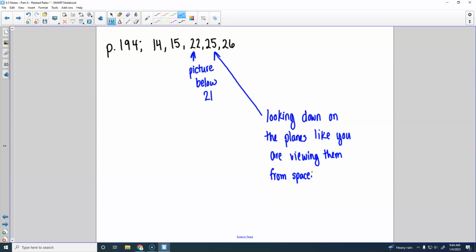Once you get everything set up, it's just going back and plugging different numbers in, so it shouldn't take you very long. The volume of a sphere is 4/3 pi r cubed.